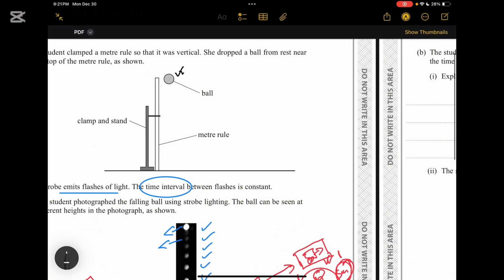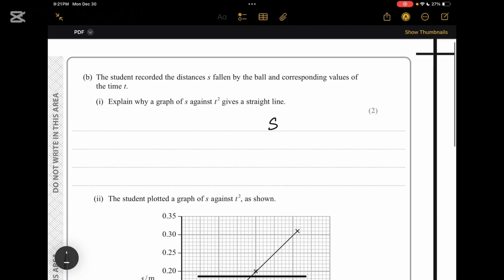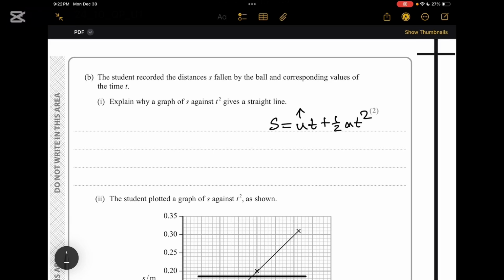So when the ball was falling, we didn't apply any force to it, right? So its initial velocity will be 0. It was in free fall, right? So if we want to calculate the time, we have to use the formula s equals ut plus half at squared. This is the SUVAT equation that we can use rather than the other ones. If the initial velocity becomes 0, then we can also say s equals half at squared.